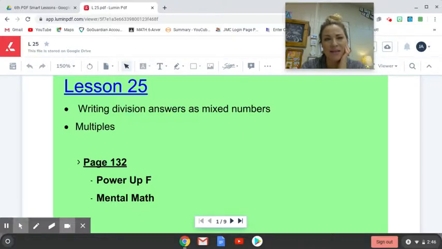Hey everyone, this is lesson 25, and our topic today is writing division answers as mixed numbers. I don't know why we didn't just say quotients there. Quotient is the appropriate vocabulary term, but writing division answers, or quotients, as mixed numbers, and then also touching just a little bit on a review of multiples.